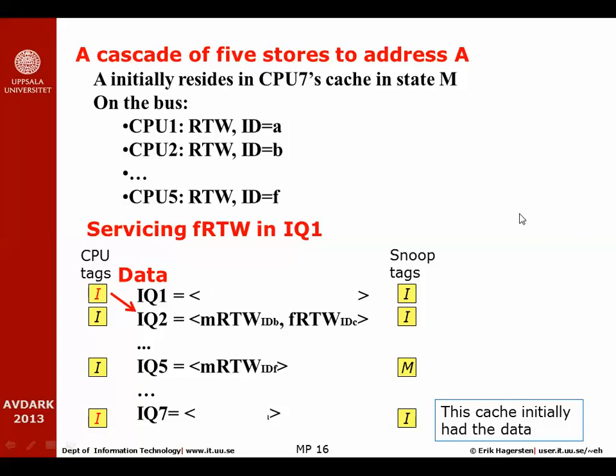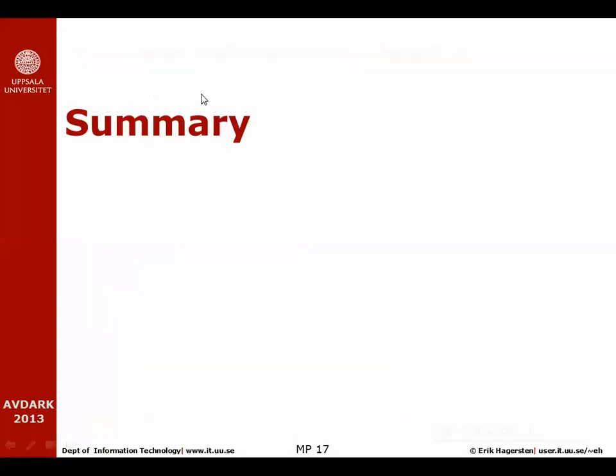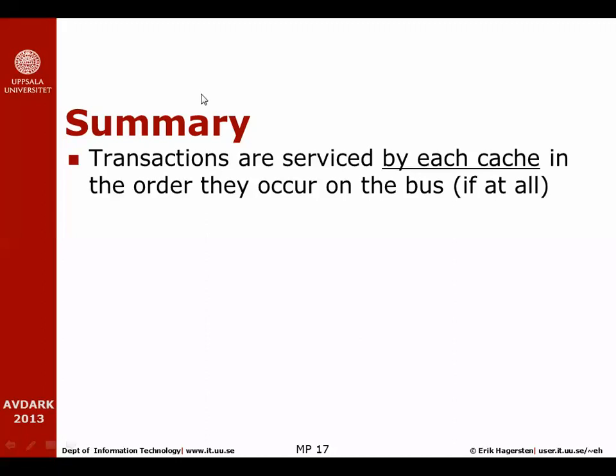As you see here, first we created a linked list of the order in which we would service the requests, and then we unwind that list to maintain exactly that order. We maintain the order in which the different CPUs can write. It will be the same as the order the transactions went on the bus. So in summary, we have created a split transaction bus where the transactions are serviced by each cache in exactly the order that they occurred on the bus, if at all.